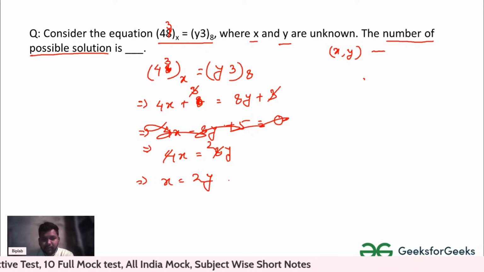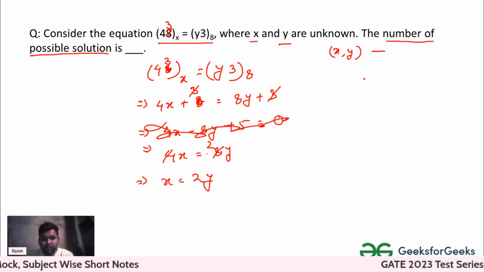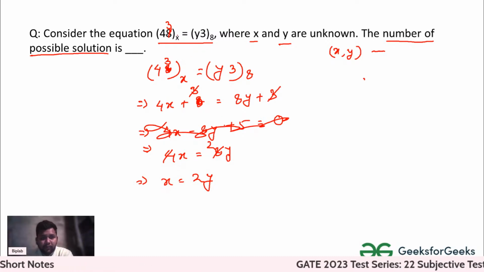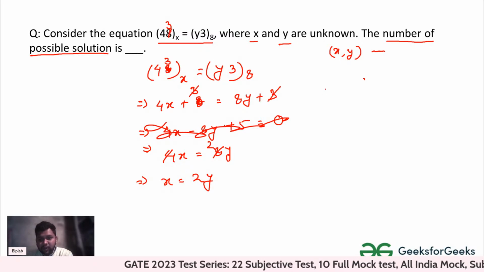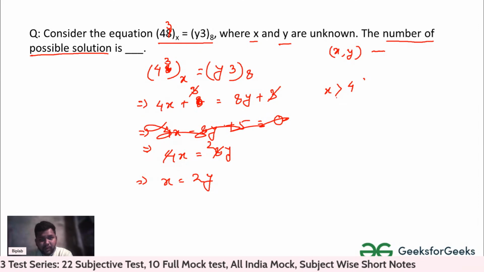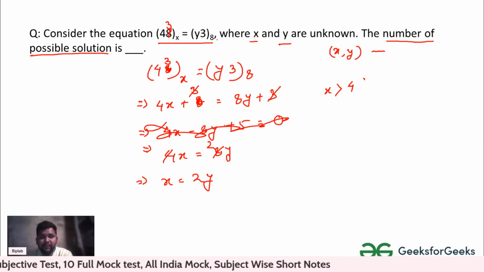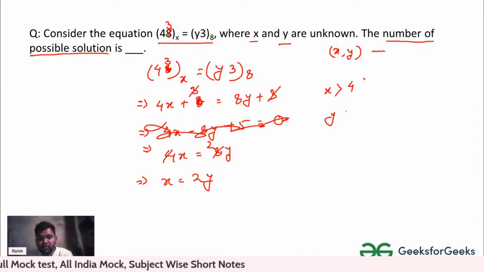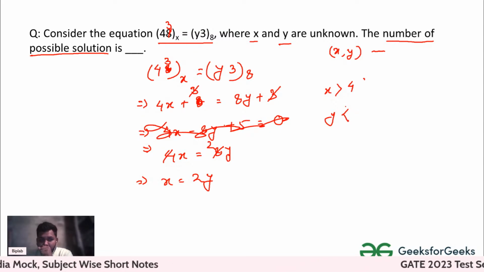Now find the possible values. What can be the possible values of x? Now you know x is the base of 43, so x must be greater than 4. And y is the base of 8, so y must be less than 8.